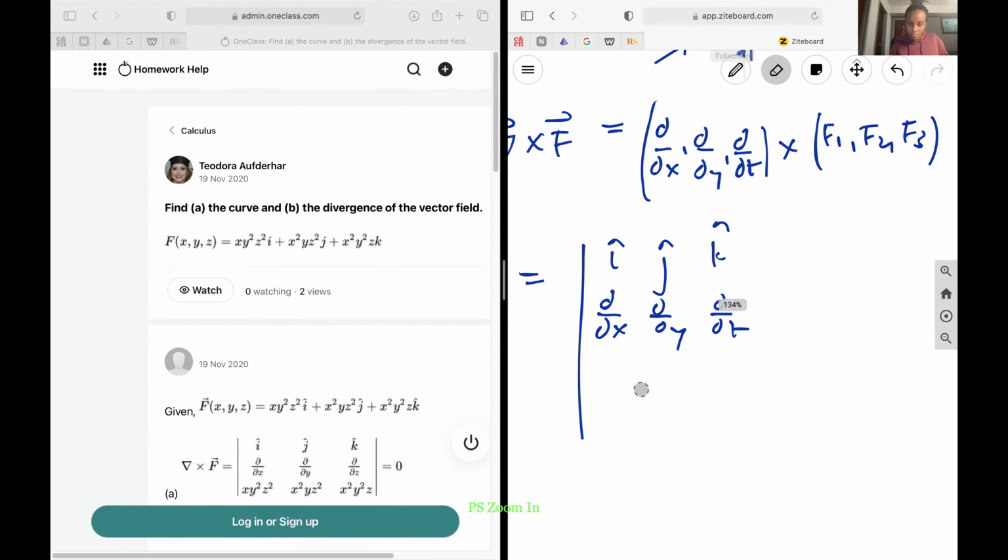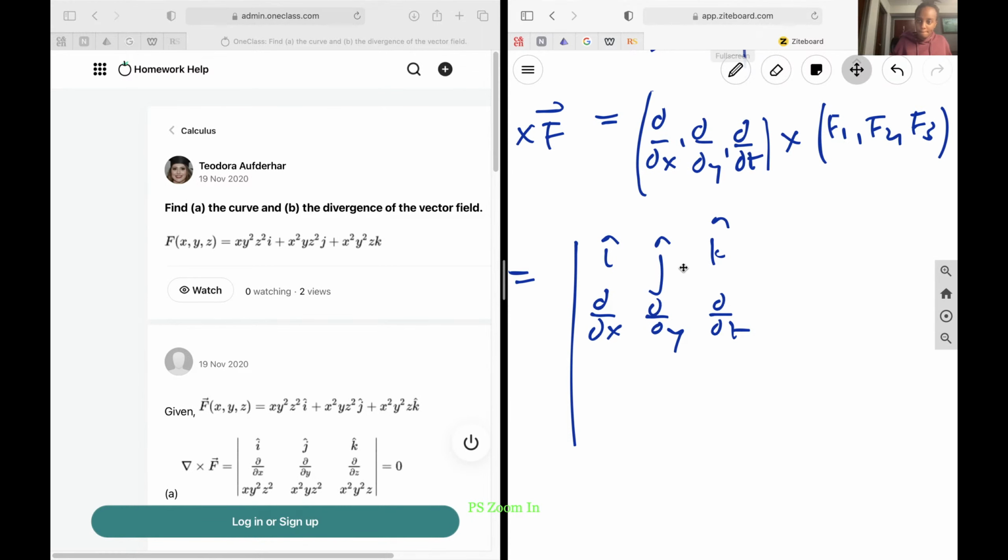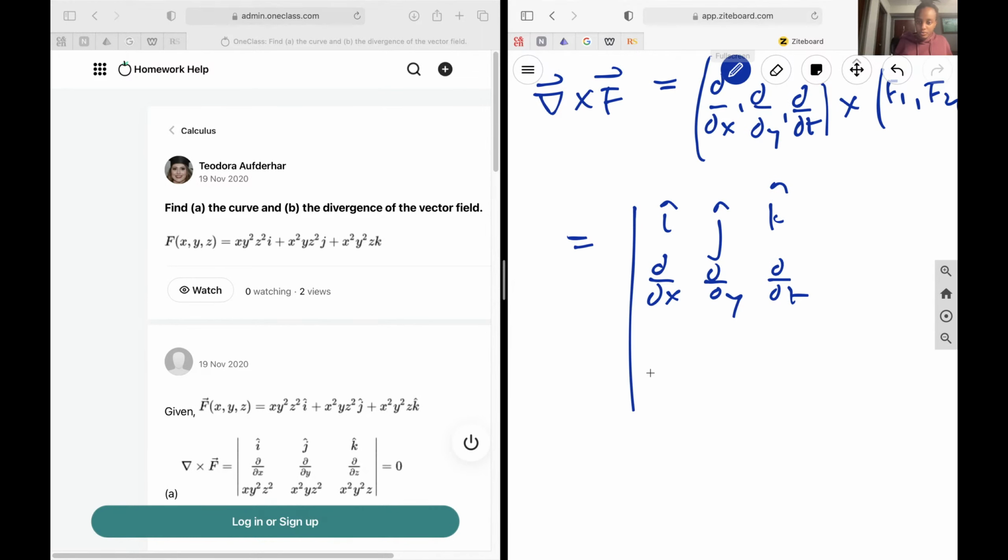Okay. So for our first one, we have x y squared z squared, x squared y z squared, x squared y squared z. Okay, so in i, we will have this minus this.